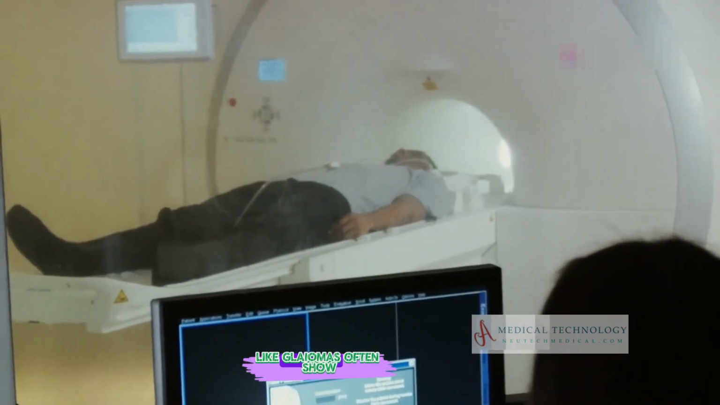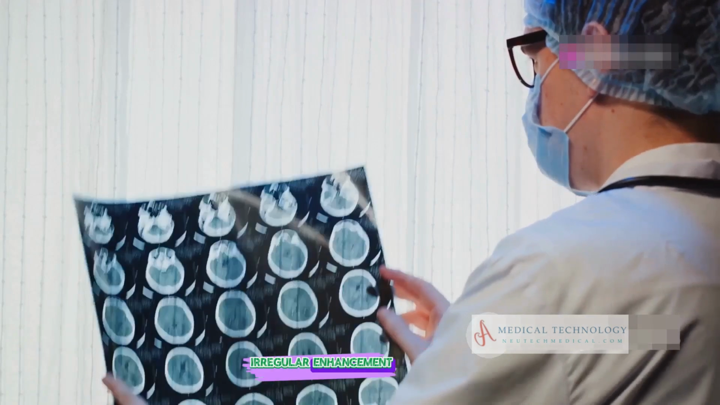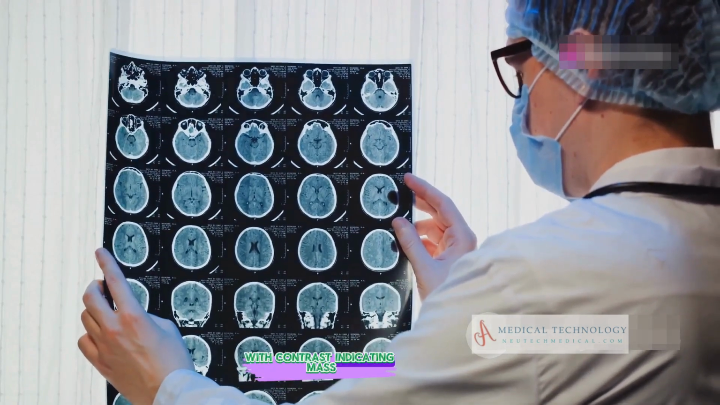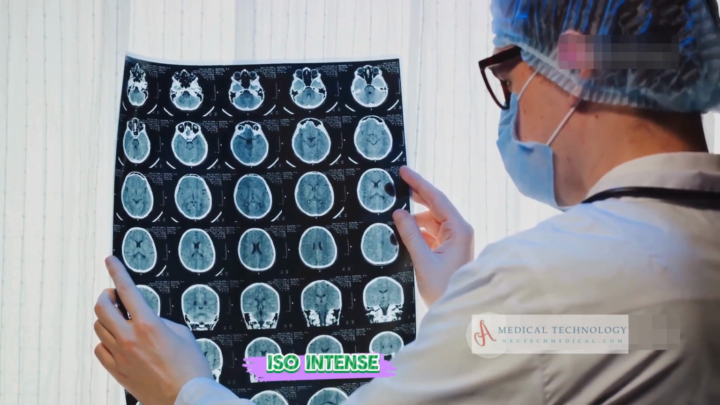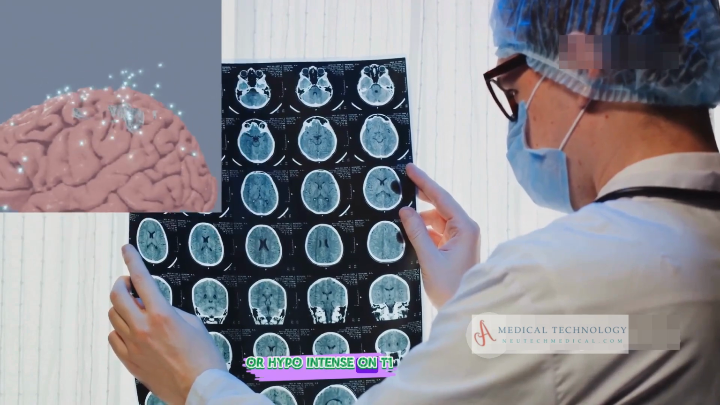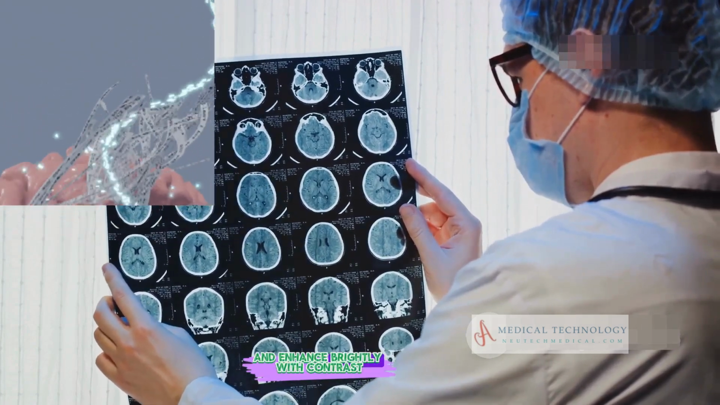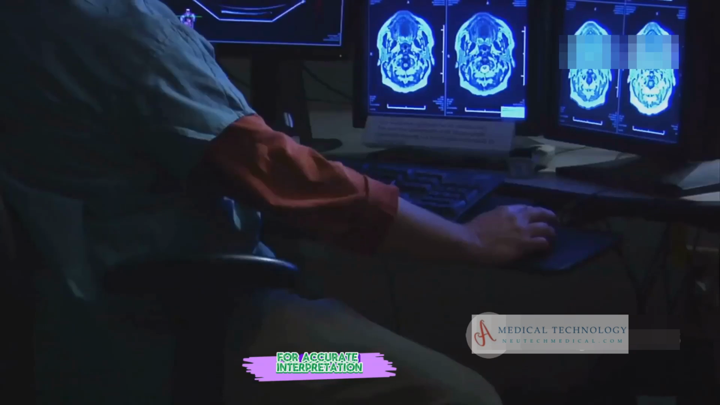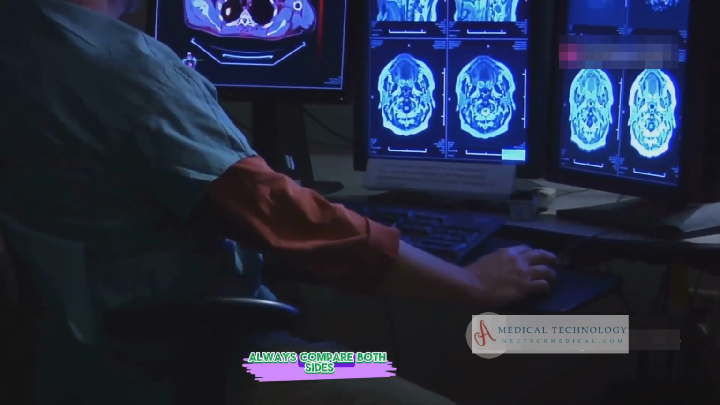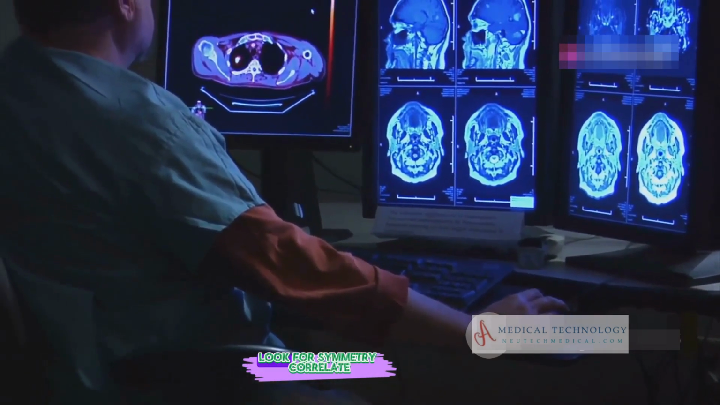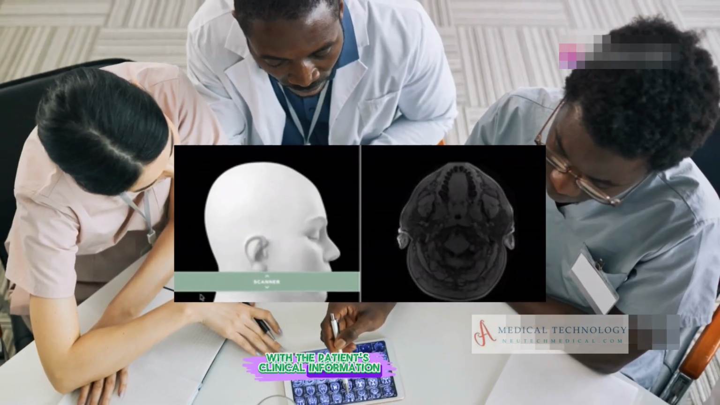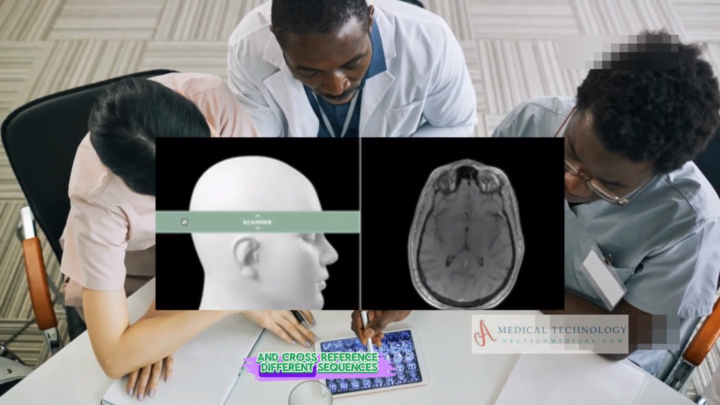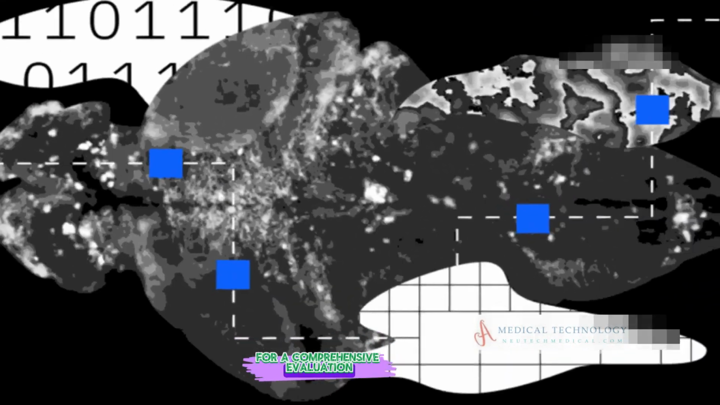Tumors like gliomas often show irregular enhancement with contrast, indicating mass effect and edema, while meningiomas typically appear iso-intense or hypo-intense on T1 and enhance brightly with contrast. For accurate interpretation, always compare both sides of the brain. Look for symmetry. Correlate your findings with the patient's clinical information and cross-reference different sequences for a comprehensive evaluation.